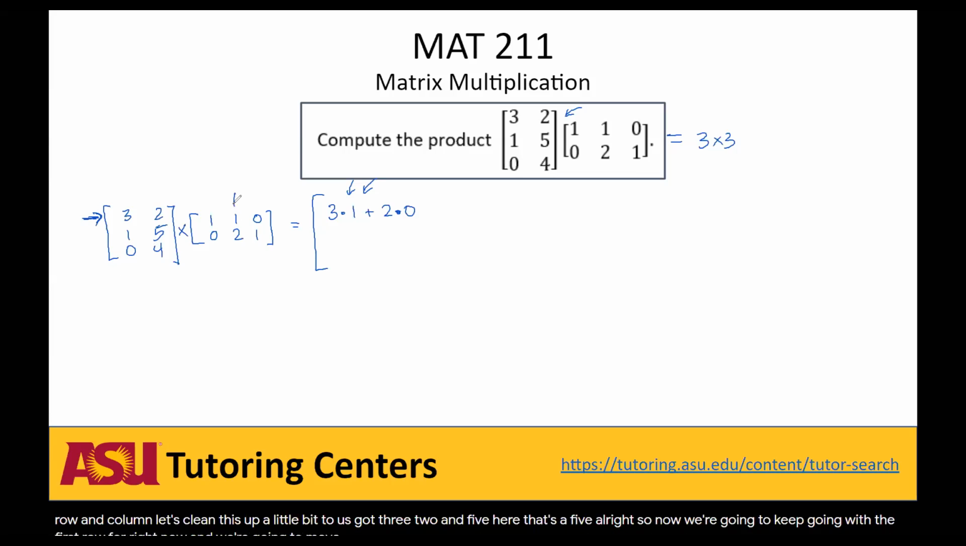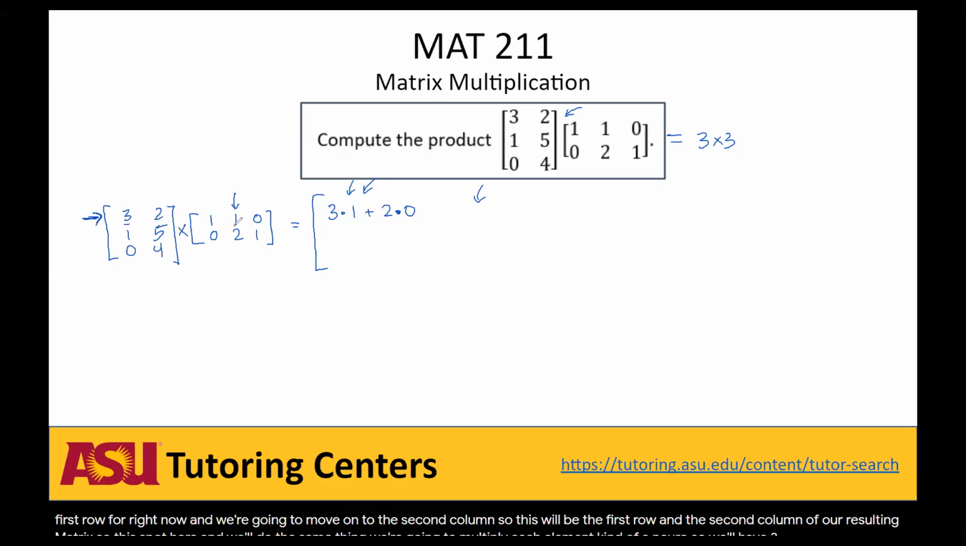All right, so now we are going to keep going with the first row for right now, and we're going to move on to the second column. So this will be the first row and the second column of our resulting matrix, so this spot here. And we'll do the same thing. We're going to multiply each element in a row. So we'll have 3 times 1 plus 2 times 2.